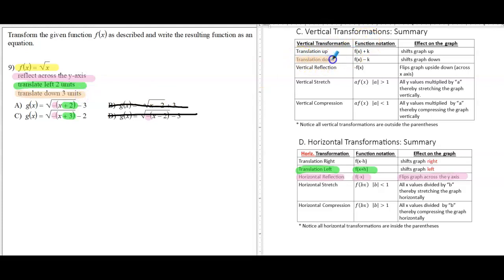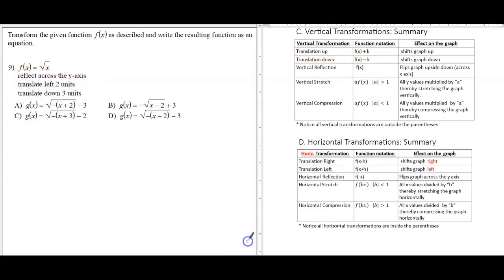I see translation down here, and that means I should have a number being subtracted outside the parentheses. Now, this is kind of tricky. There are two, these are both being subtracted, but notice the numbers. This one's -3 and this one's -2. According to my description up here, we're translating down 3 units, so it's the one with the 3 on it. So in this case, the answer would be A.